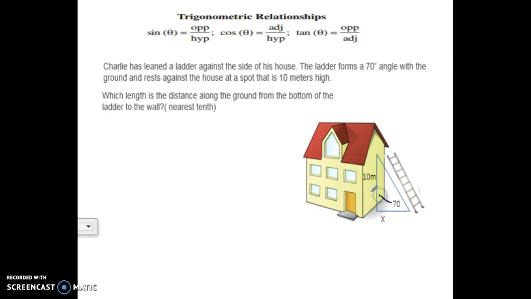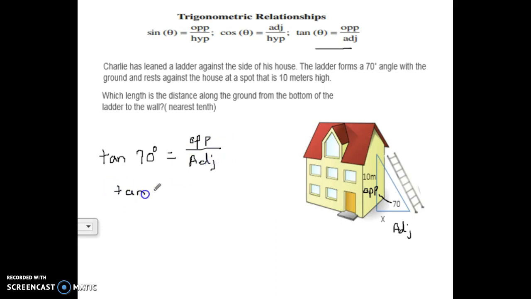They've given us the opposite side, right? This is the opposite side. And this is the adjacent side. So look at which formula uses the opposite and the adjacent sides. So that's going to be our tangent. So we're going to say the tangent of theta, this time our theta is 70 degrees, right? They give us that measure, is equal to the opposite over the adjacent.